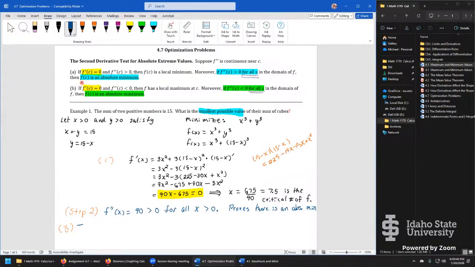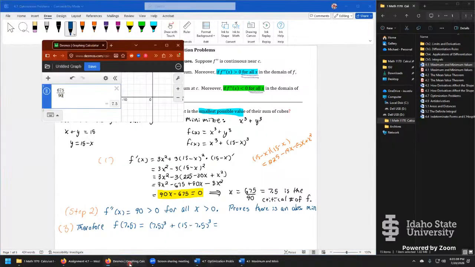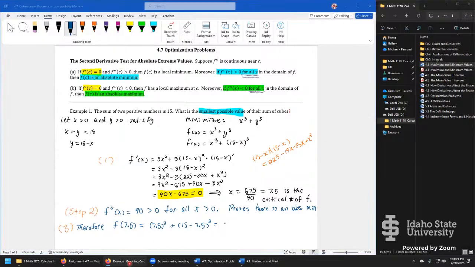We can now say, therefore, f at the critical number 7.5. If we do that, we'd be cubing 7.5 plus 15 minus 7.5. That's just another 7.5 once again. This, whatever it comes out as, is the absolute minimum sum of cubes for this particular problem. Let's find out what that comes out as. 7.5 cubed plus 7.5 cubed is 843.75.